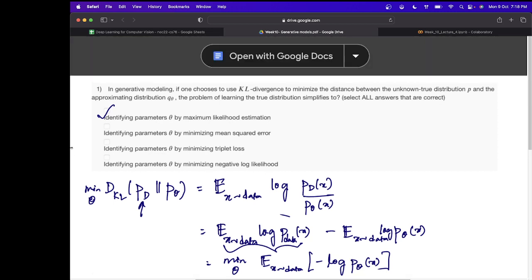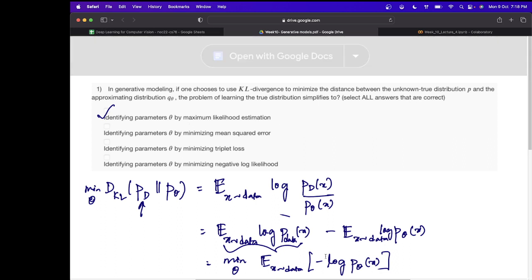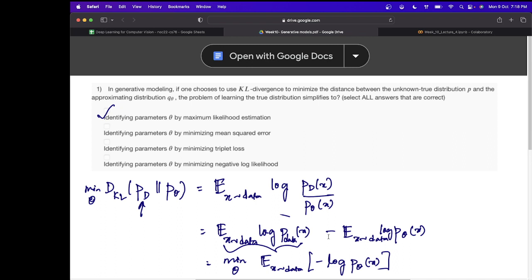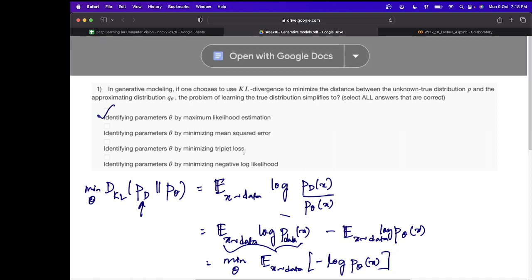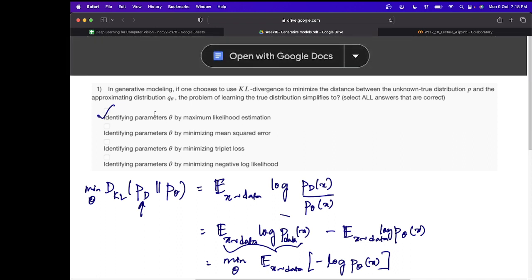And that is basically what maximum likelihood estimation is, right? So this is the likelihood and you are maximizing it, the log likelihood. You are maximizing the log likelihood. That is why this simplifies to identifying parameters by maximum likelihood estimation, right?